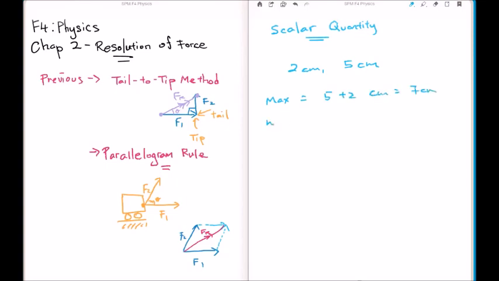How about the minimum? The minimum length would be what? Since it's a length, that will be only 5 minus 2, which is 3 cm. You don't expect it to be negative 3 because how can you have a negative length? It cannot be 2 minus 5 because the perception of a quantity is just about magnitude. So that's the maximum and that's the minimum you get. You can never have a negative length unless it were a vector quantity.